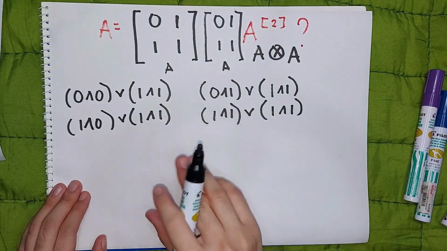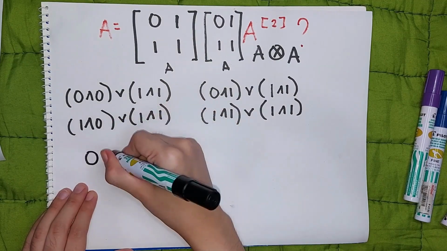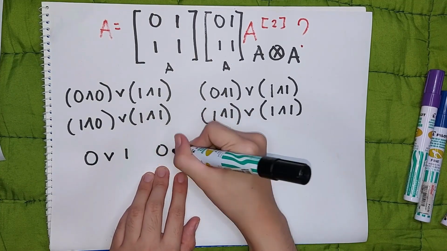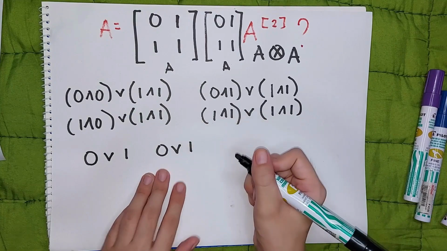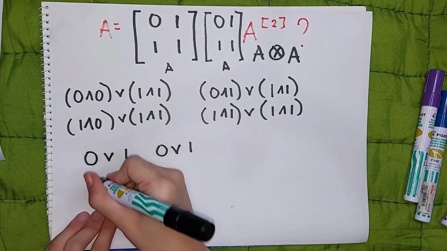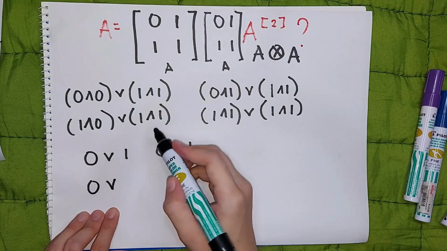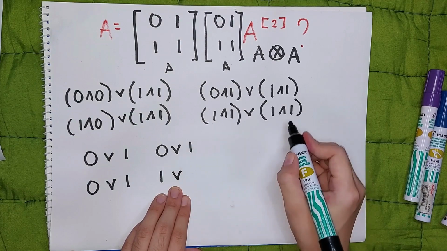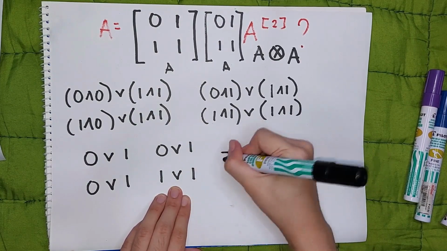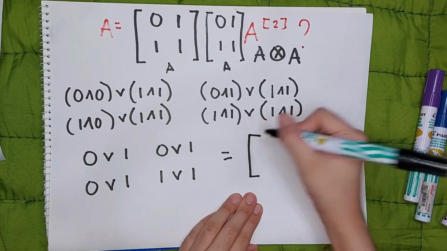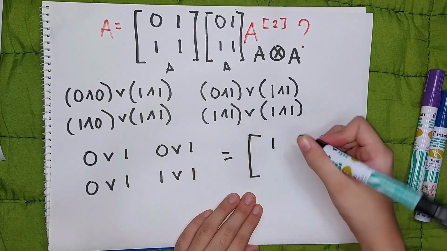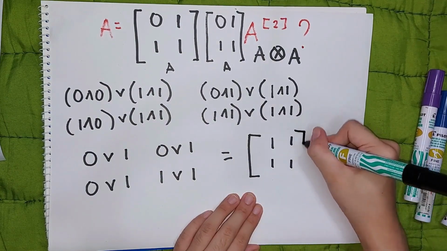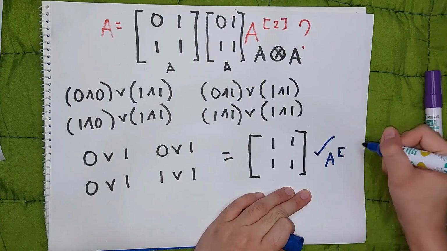Now, let's start the multiplication. 0 times 0 is equal to 0, and now it will join 1 times 1 is equal to 1. 0 times 1 is equal to 0, and it will join 1 times 1 is equal to 1. 1 times 0 is equal to 0, and it will join 1 times 1 is equal to 1. 1 times 1 is equal to 1, and it will join 1 times 1 is equal to 1. Now, the binary addition. 0 plus 1 is equal to 1, 0 plus 1 is equal to 1, 0 plus 1 is equal to 1, and 1 plus 1 is equal to 1. And this is the final answer of the second power of A.